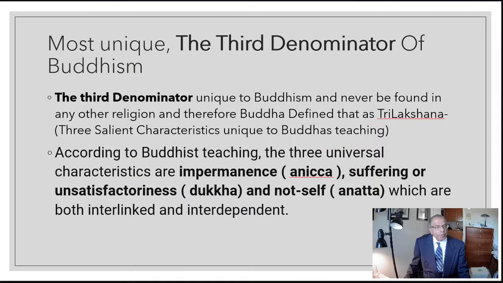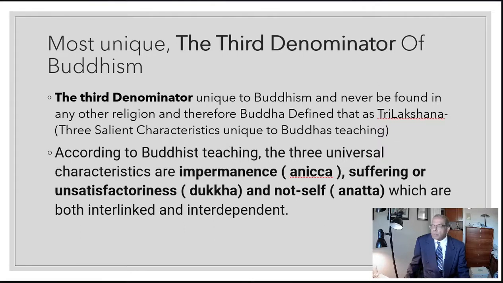The most unique third denominator of Buddhism is one which is uniquely found in Buddhism and never found in any other religion. Therefore, Buddha defined that characteristic as trilakshana, three salient characteristics uniquely found in Buddha's teaching. According to Buddhist teaching, the three universal characteristics are impermanence, which he defined as anicca. Everything is changing, and everything is unstable. Everything continues to change, which he defined as impermanence.